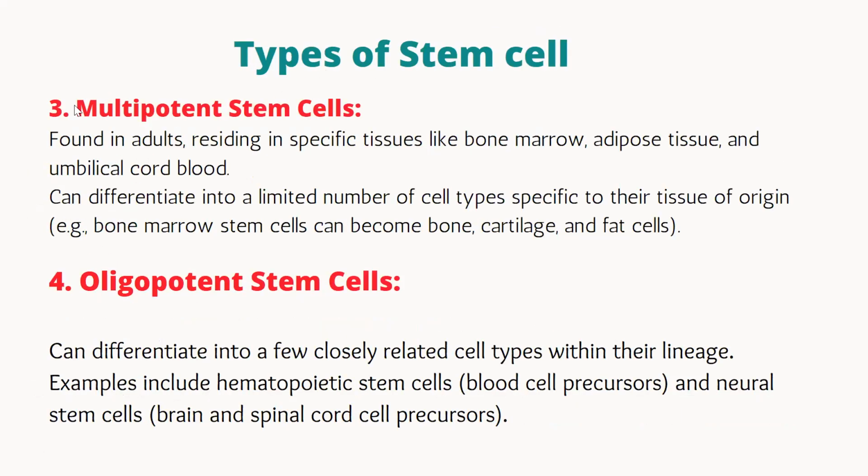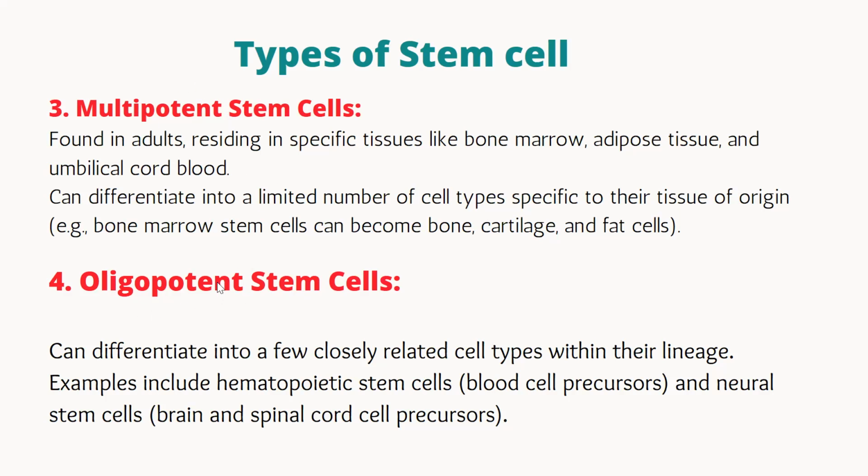The third type of stem cell is multipotent. This is found in all adults. It differentiates into bone marrow or adipose tissue, like fat tissue, and umbilical cord blood. It differentiates into a limited number of cell types, like bone marrow stem cells, which can become bone, cartilage or fat cells. This is about the multipotent stem cell.